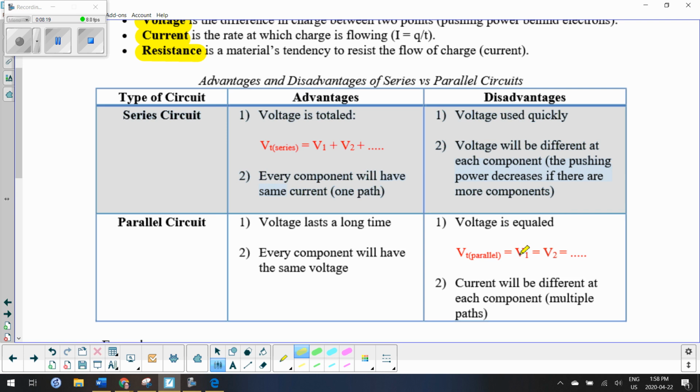Disadvantages: voltage is equal, so even if you have 10 batteries lined up in parallel, it doesn't matter. Your circuit is going to use the first one, then the second one, then the third one. And number 2, current will be different at each component. The reason is that your current is divided if it has different pathways, 4 different times or 5 different times, etc.